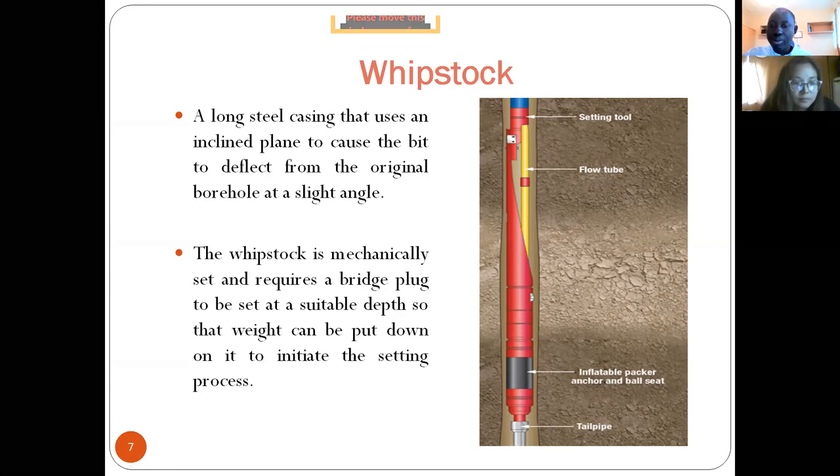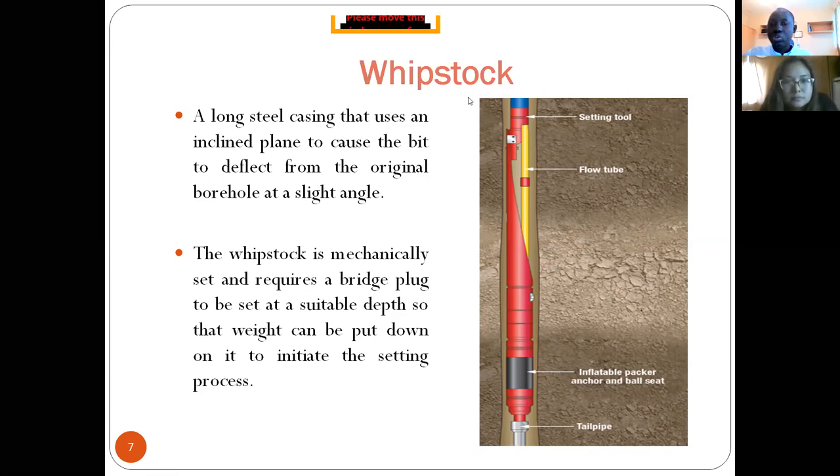Now we know the normal setting time in most cases is 24 hours. We allow it to set. Then from there, we can now use our equipment, like the instrument, to drill into the formation.